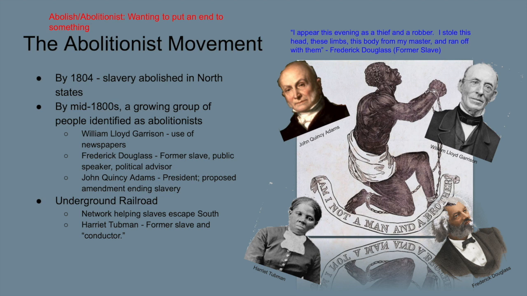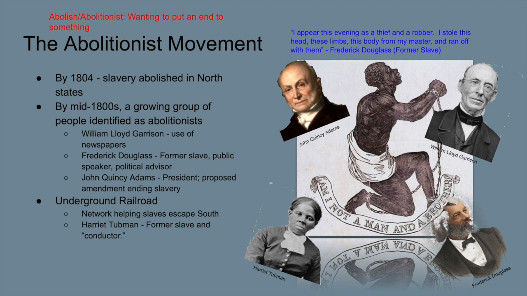And some of the famous individuals who supported this were William Lloyd Garrison, who used his own newspaper to spread the word of how slavery should be abolished in the country. You had Frederick Douglass, who was a former slave, a public speaker, a political advisor to Abraham Lincoln, who would give speeches arguing how African Americans were poorly treated and how they should be considered equals to the rest of the population. He even said one time in his speech, "I appear this evening as a thief and a robber. I stole this head, these limbs, this body from my master, and I ran off with them."